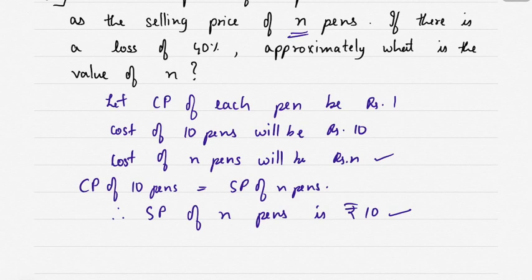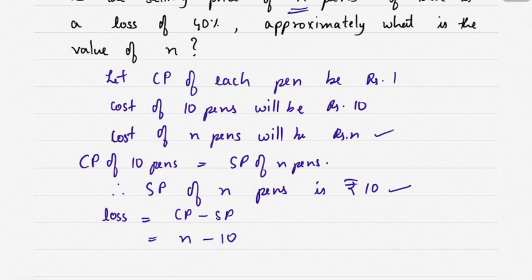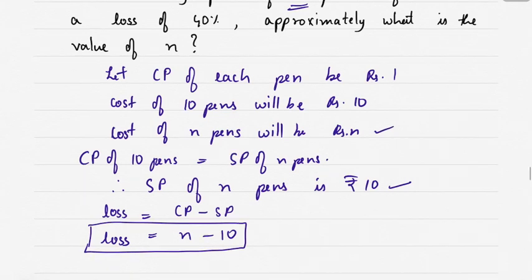That means there is a loss, right? So loss is equal to cost price minus selling price. Here cost price is n and selling price is 10. So that means loss is equal to n minus 10. Okay. So loss is n minus 10.